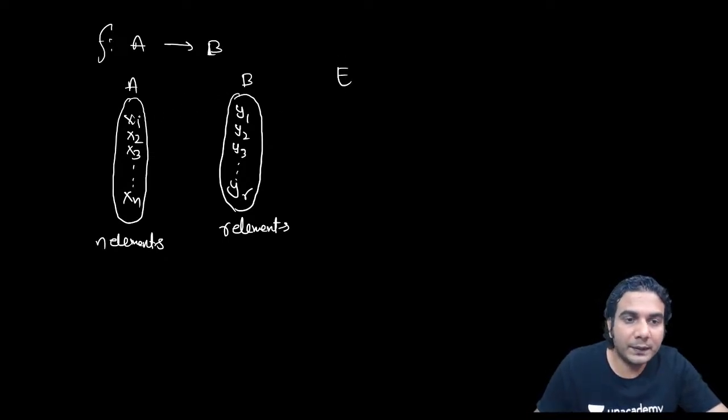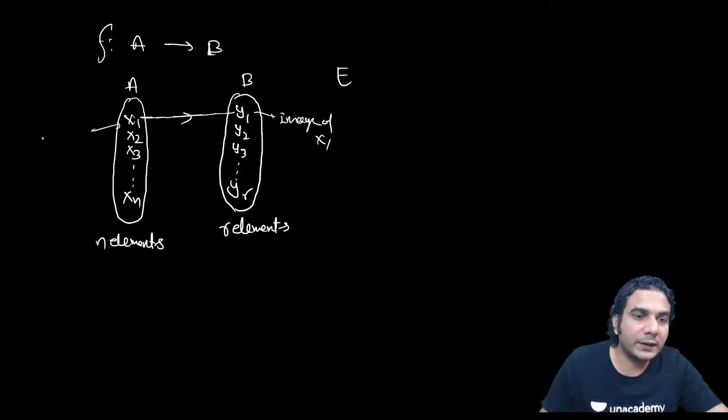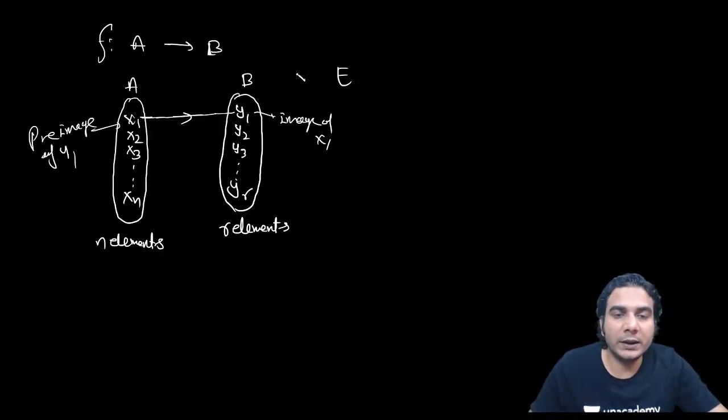Okay. When you map, let me tell you some terminology. So if you map x1 to y1, that means y1 is called the image of x1, and x1 is called the pre-image of y1. Okay. So what are the two conditions for this mapping from A to B to be a mapping of a function?